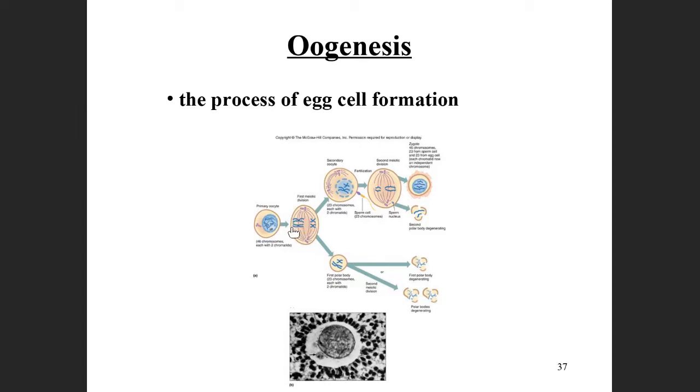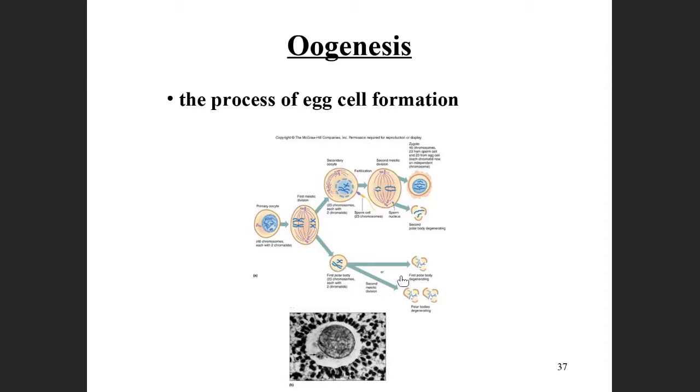At the end of the first meiotic division, you get a secondary oocyte and the first polar body. And if the sperm enters, the first polar body can also be considered a secondary oocyte, but it doesn't have a lot of cytoplasm. So that's the key difference between these.